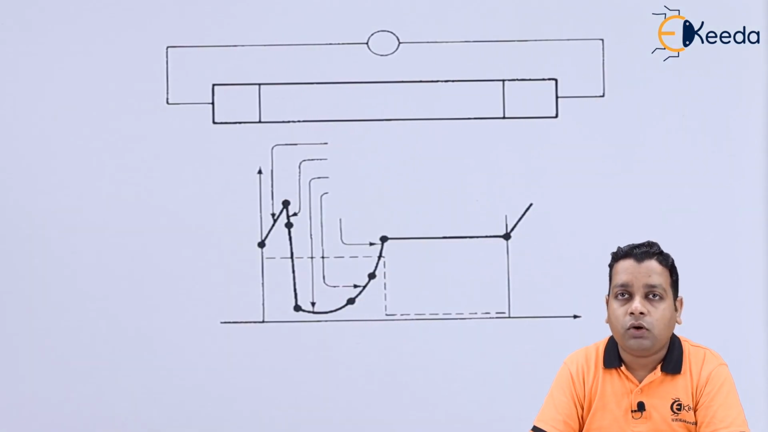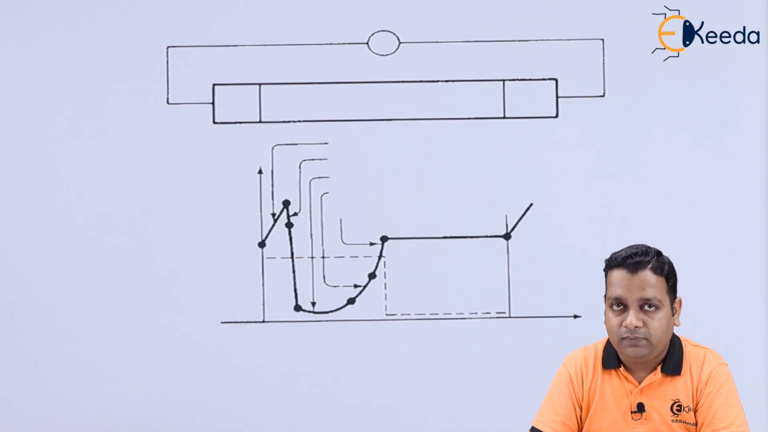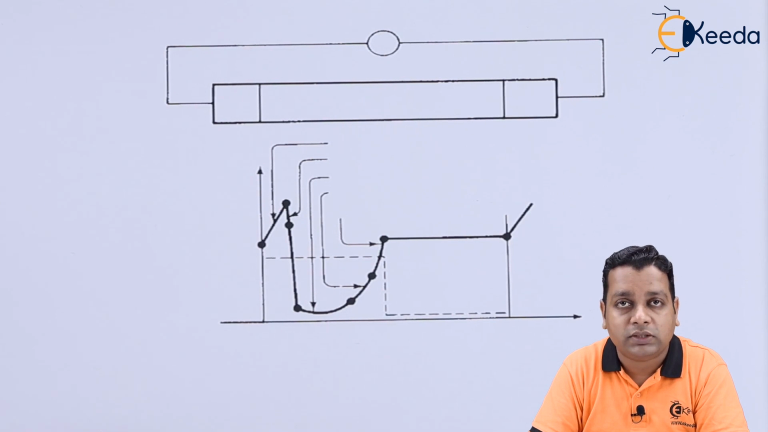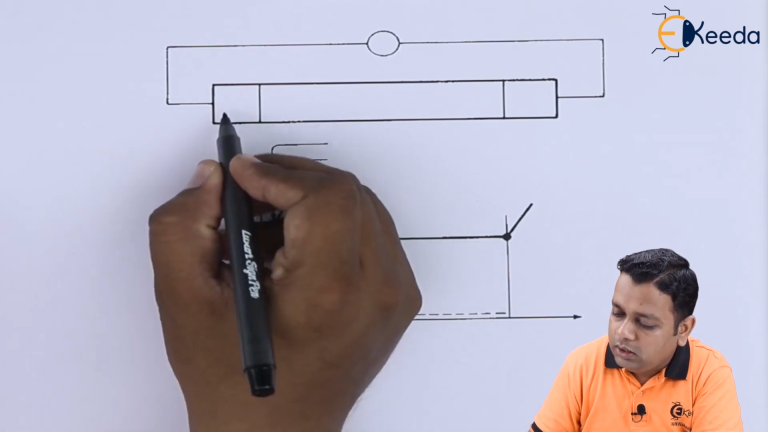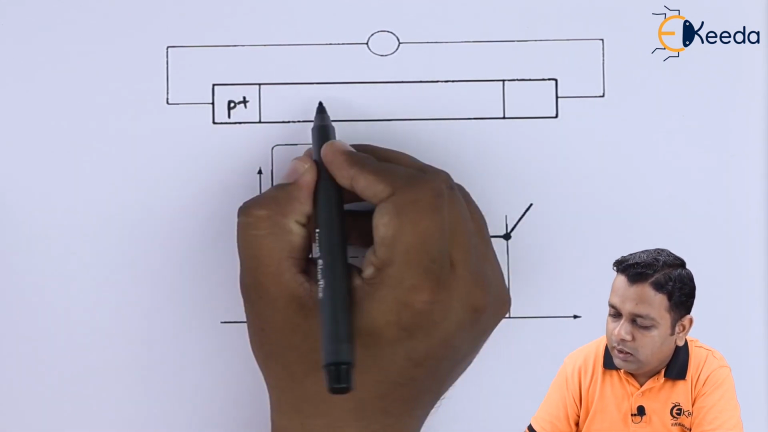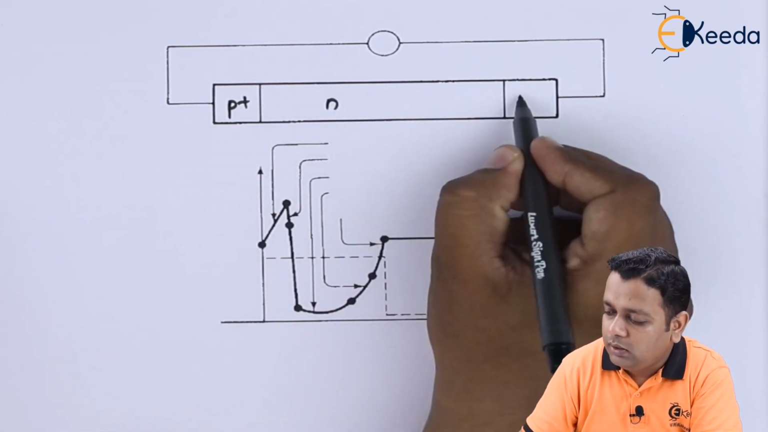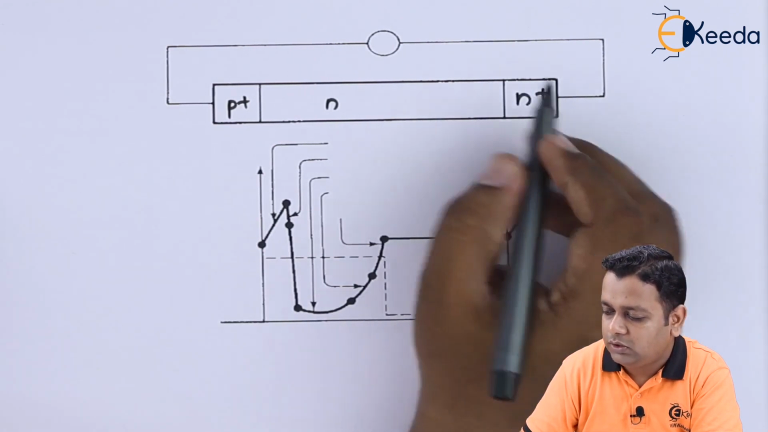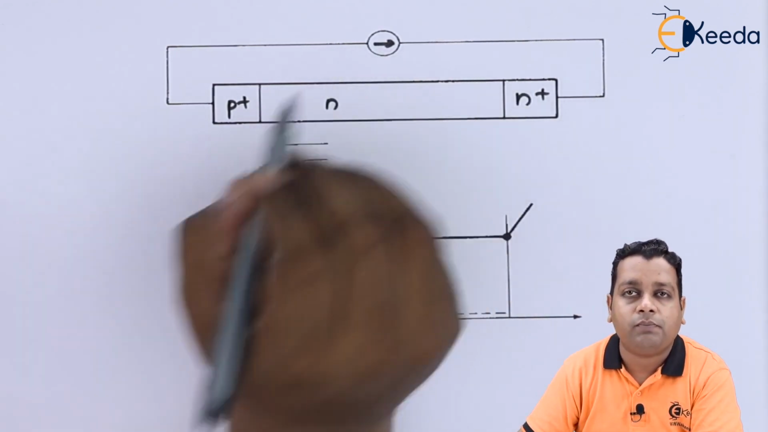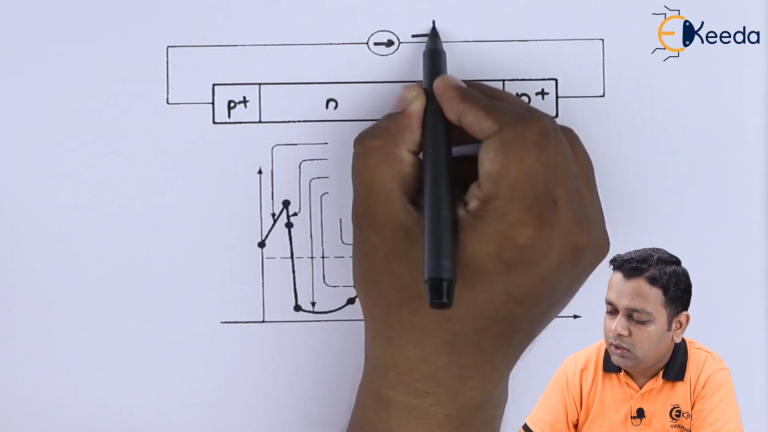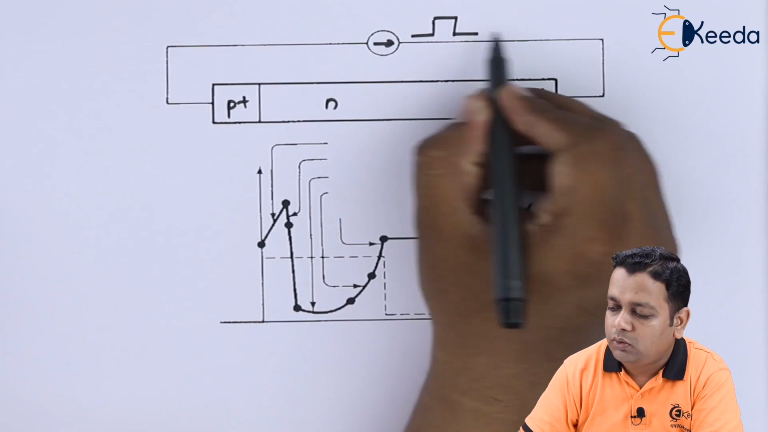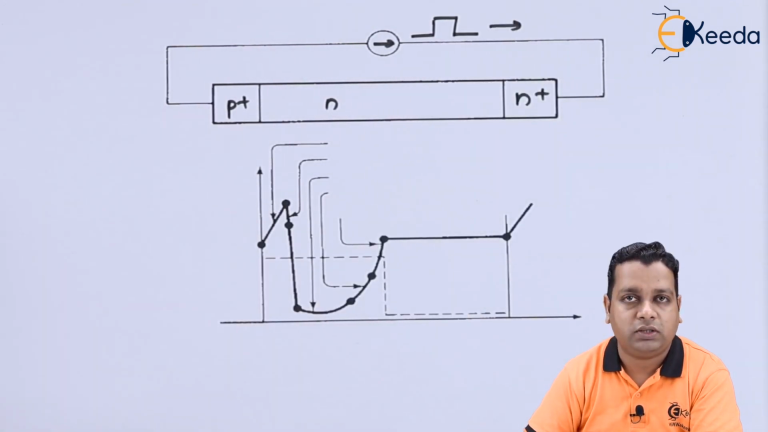Now, further operation of the TRAPATT diode can be understood with the help of a graph. This graph corresponds again to the same structure that we have discussed before. The first semiconductor material type was P plus, the middle was N type, and the last was N positive, and here is the applied field, or the applied supply to the diode, so that it can operate in the reverse bias mode.